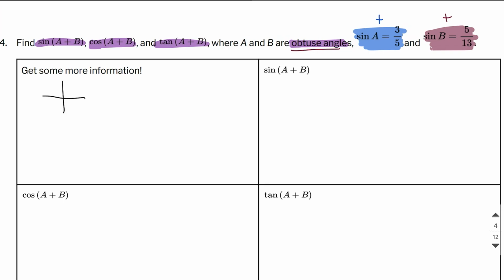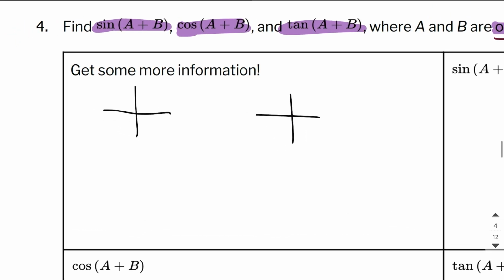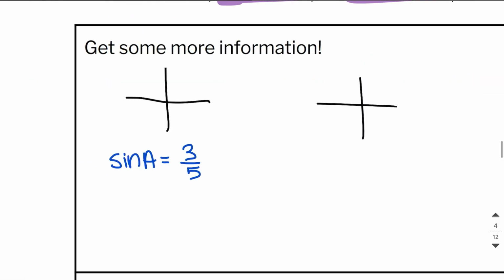I'm going to draw out a triangle with angle A, and I'm also going to draw out a triangle with angle B. And because I am told that the sine of A is equal to 3/5, but A is obtuse, that means that we are talking about the second quadrant. Because if I have an obtuse angle, it has to be more than 90 degrees, right? So this right here is what this would look like.